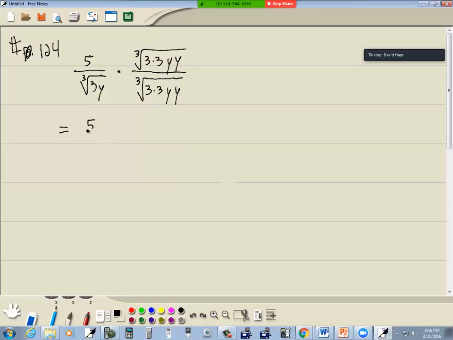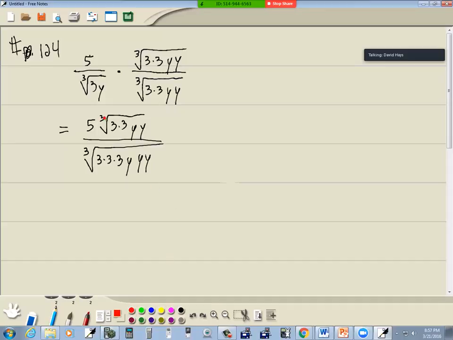Okay, so up on top, that's going to give us 5, the cube root of 3 times 3, y times y. Down below, we've got this radical times this radical, so we'll put the numbers together. We got one 3 here and 2 3's here, so we got 3 of them. We got one y here and 2 y's here, so we got 3 y's.